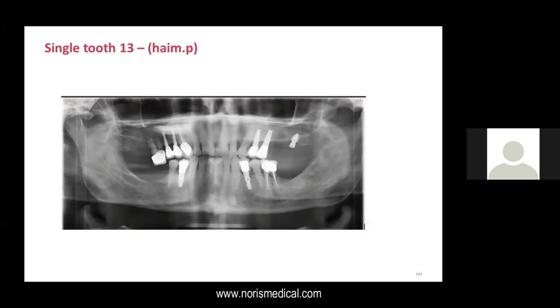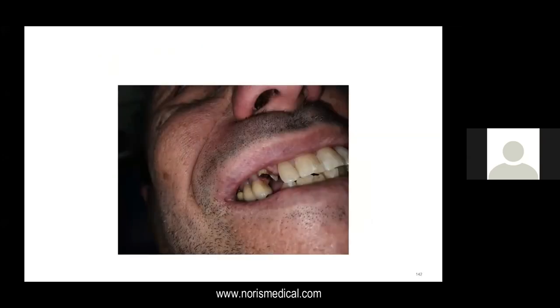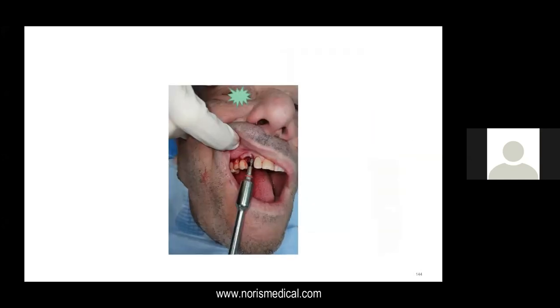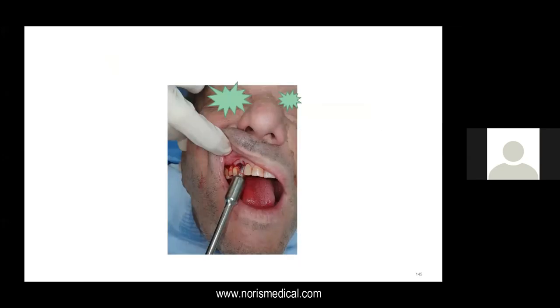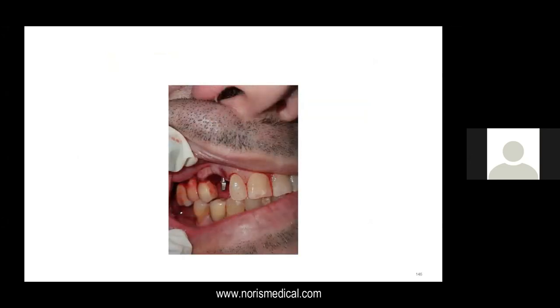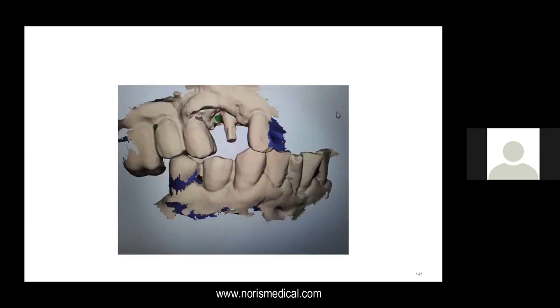So here you can see tooth number 13. It was a crown that was broken, and this is how the patient gets to me, and of course he would like an immediate result. So this is the tooth extracted, this is the implant. Again, I start at the angle that I want, and during the implant insertion I can correct the implant angulation, in addition to the fact that I bend it at the end of the process, and this is the implant in its final place. Then we get to the digital scanning.